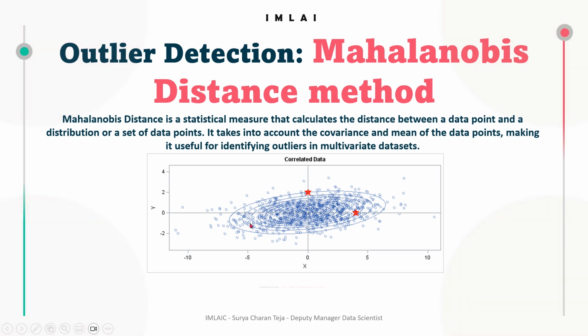Now let's see how this works. Mahalanobis distance, how it works. Suppose you have a data set with two variables, height and weight, for a group of individuals. For example, soccer players. That is the data set we are going to take. Now you want to identify any potential outliers in this data set. So how will we do that?